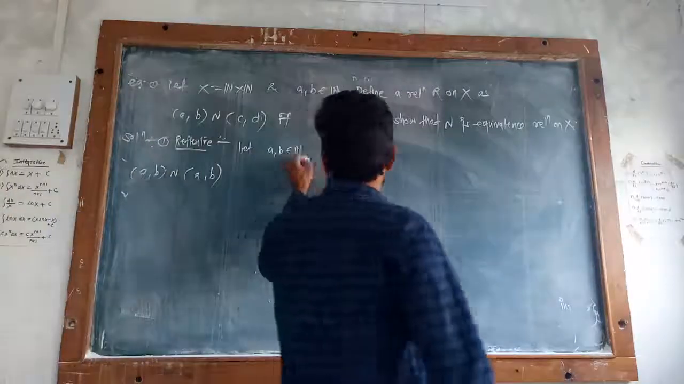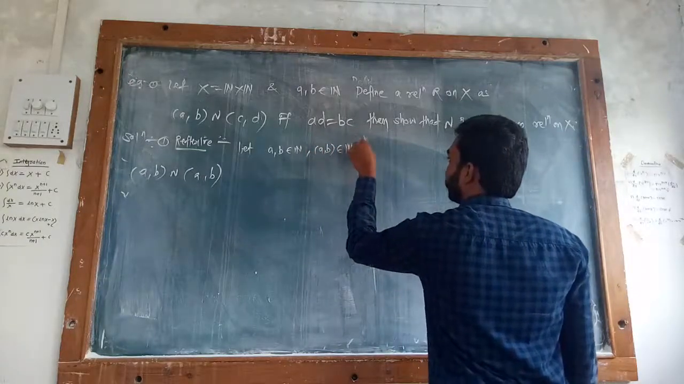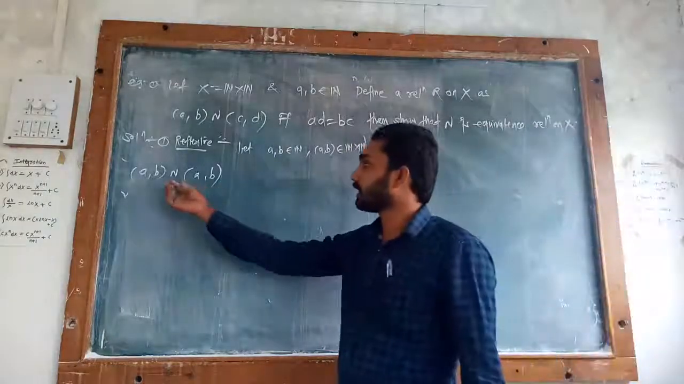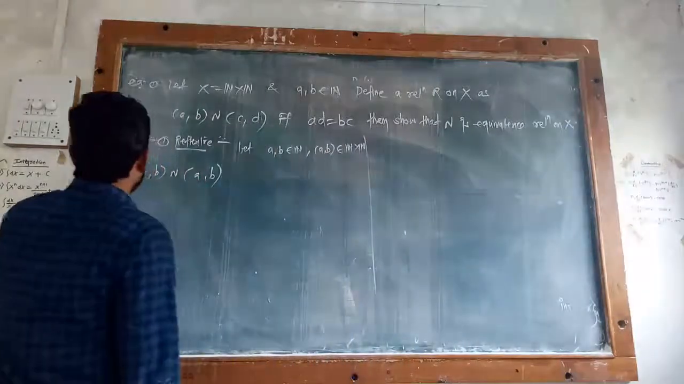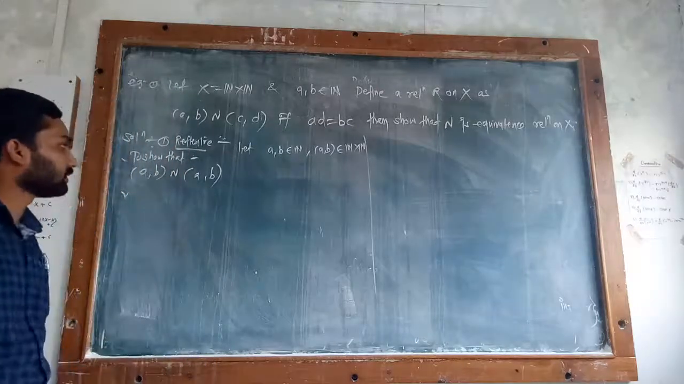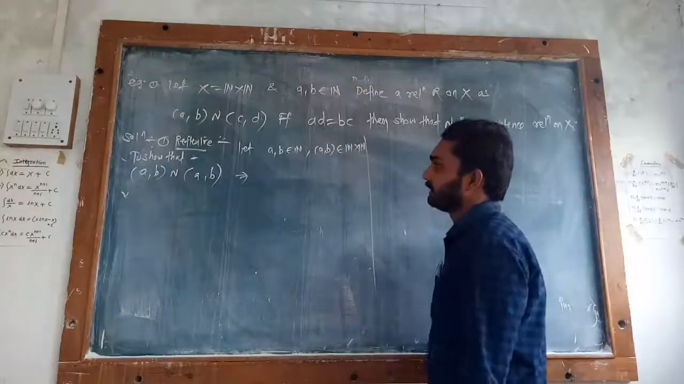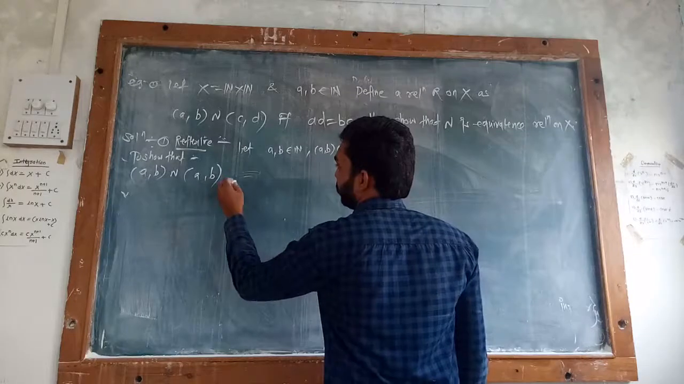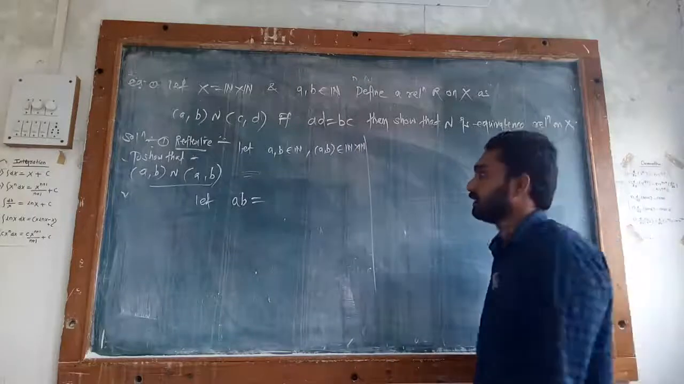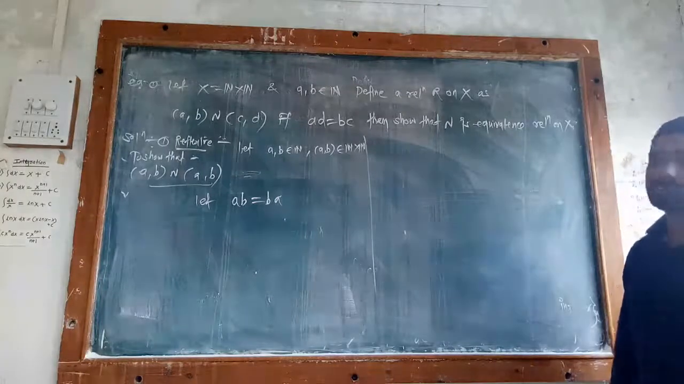Okay, let a and b be natural numbers and (a, b) is a member of N cross N. To show that (a, b) is equivalent to (a, b). So when is (a, b) equivalent to (a, b)? We can write ab as ba.